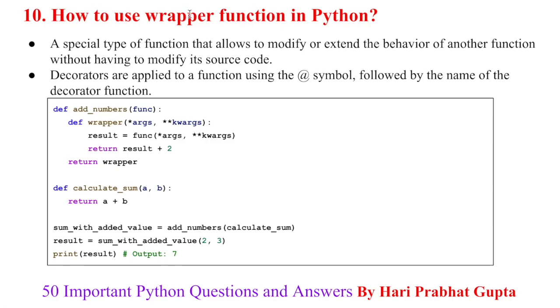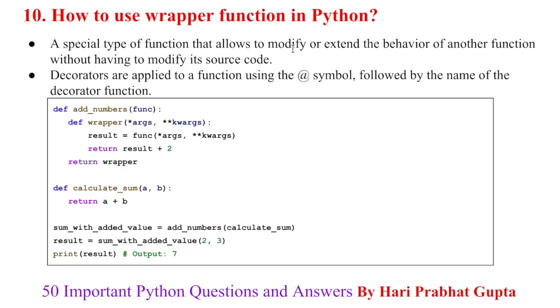A wrapper function in Python programming. A wrapper function in Python is a special type of function that allows modifying or adjusting the behavior of other functions without modifying their source code. Wrapper functions are typically used with decorators to modify the behavior of a function dynamically.